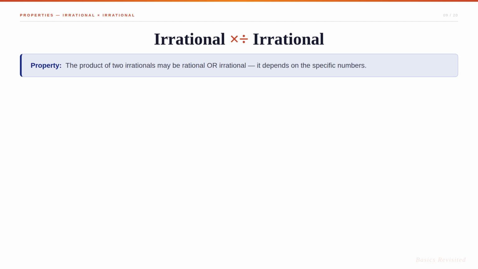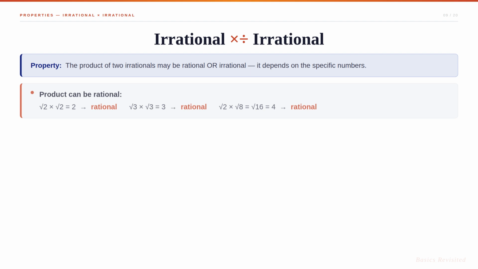What happens when we multiply two irrational numbers? The result can be rational or irrational. It depends on which irrationals you use. Product can be rational. Root 2 times root 2 equals 2. Rational. Root 3 times root 3 equals 3. Rational. Root 2 times root 8 equals root 16 equals 4. Rational.